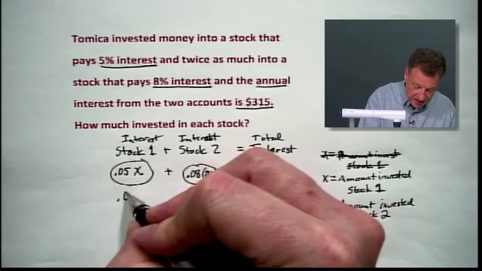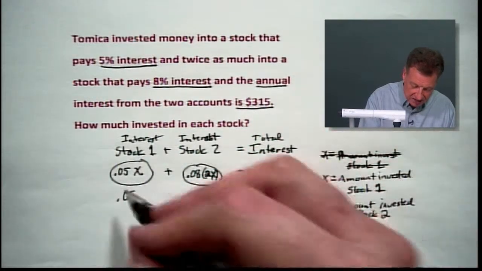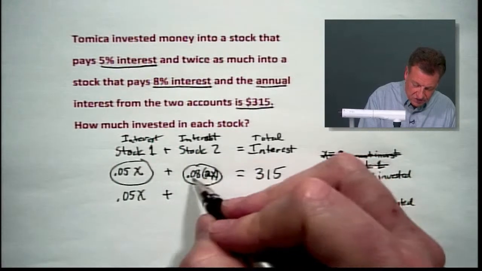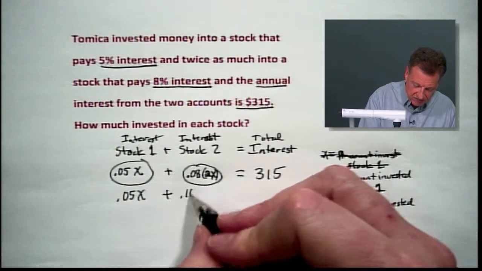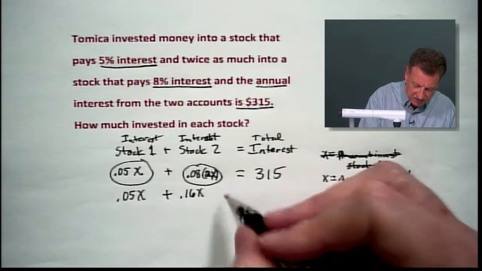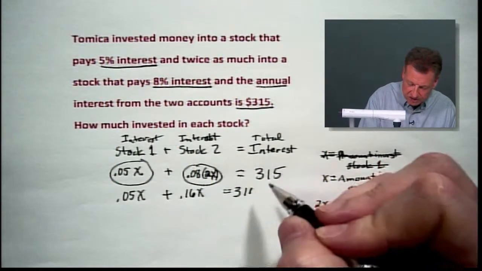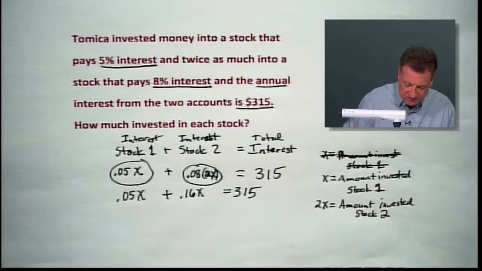We're going to pick up 5/100 x. This one's going to, remember, we're going to double it, so we're going to have 16/100 x equaling out here to looks like about what? Everybody good on it? 315.